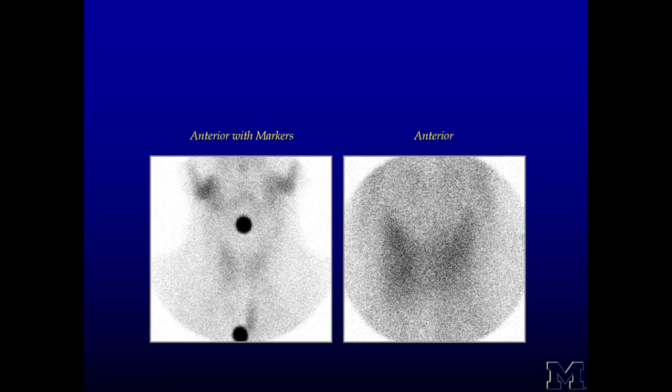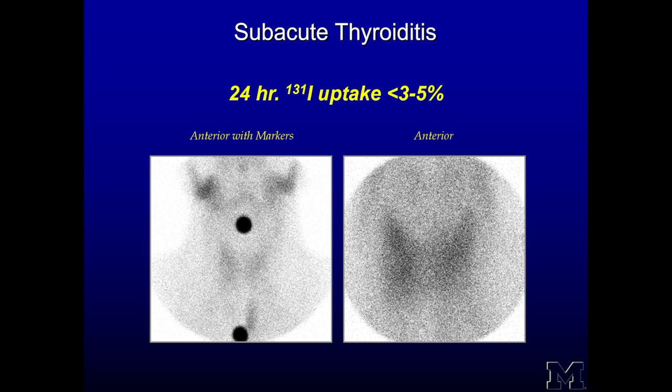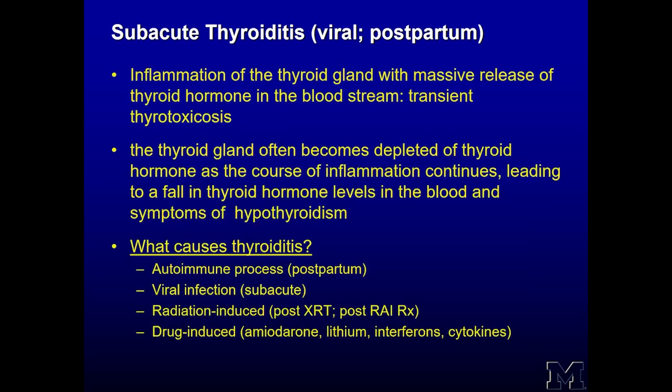So this is an image of thyroiditis. As you can see, there is a very low thyroid to salivary gland ratio. The uptake in the salivary gland is much higher as compared to the thyroid. So this is a low thyroid to salivary gland ratio, entirely consistent with thyroiditis. This is a case of subacute thyroiditis. The 24-hour uptake measurement is confirmatory, showing an uptake less than 3 to 5%.